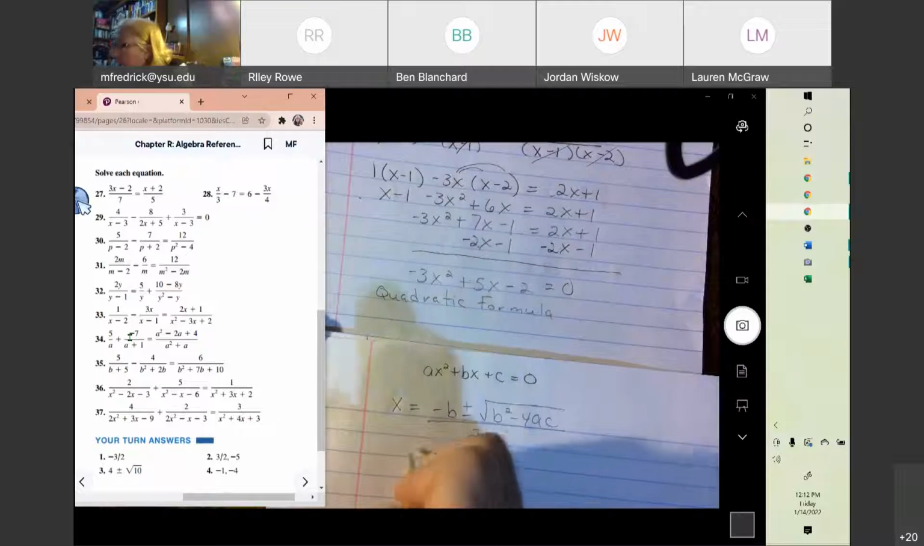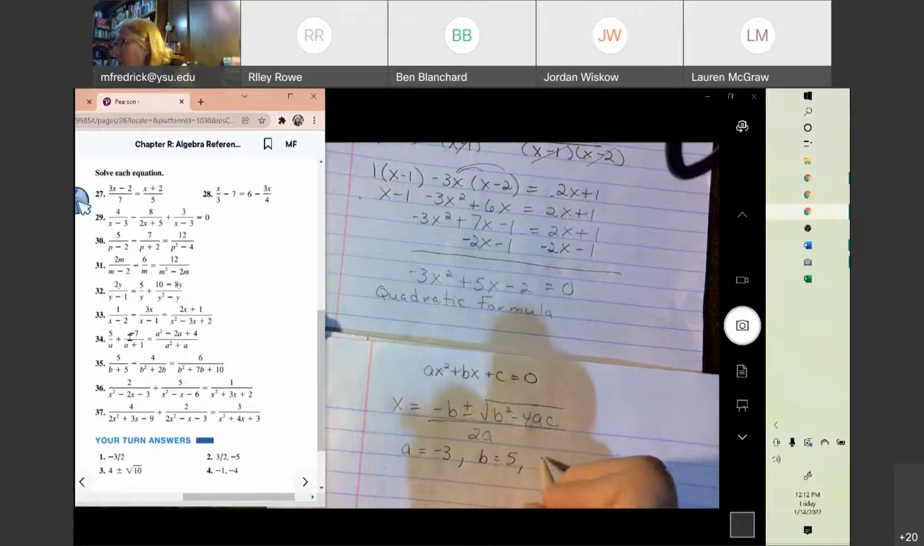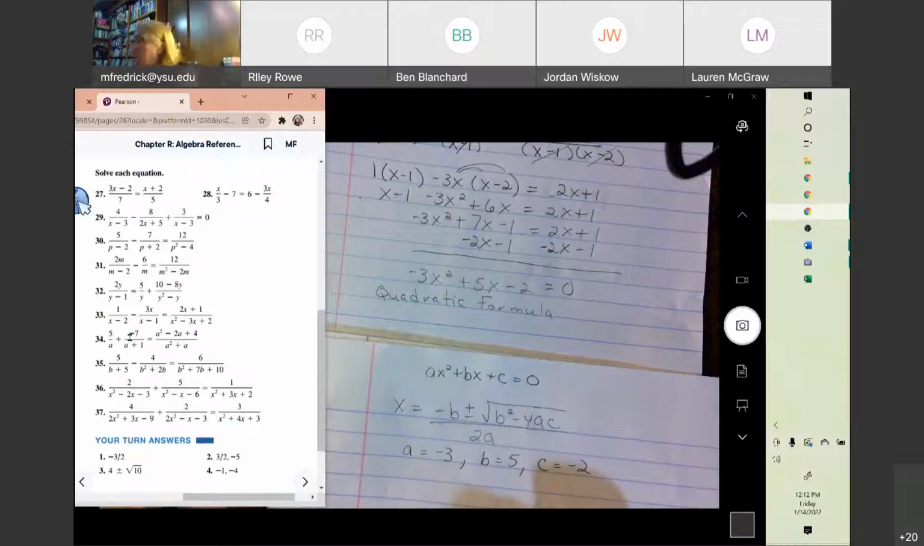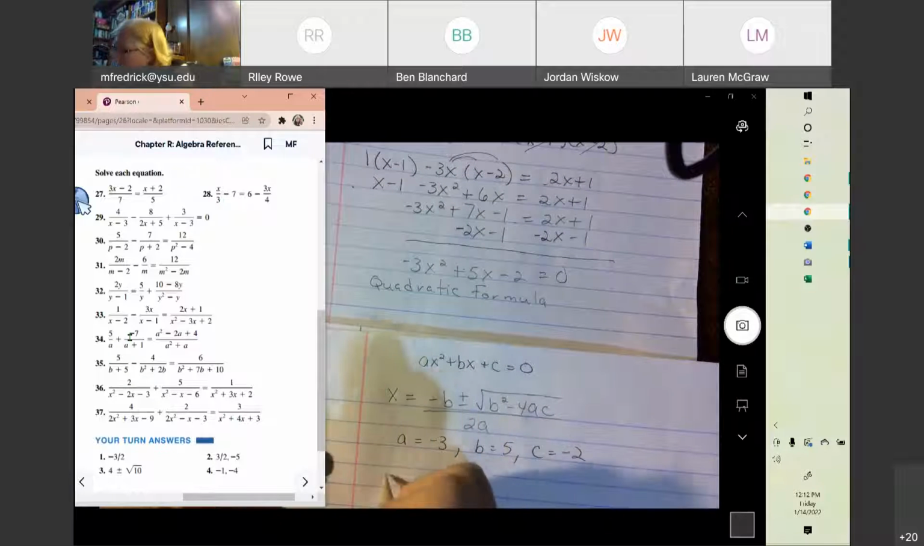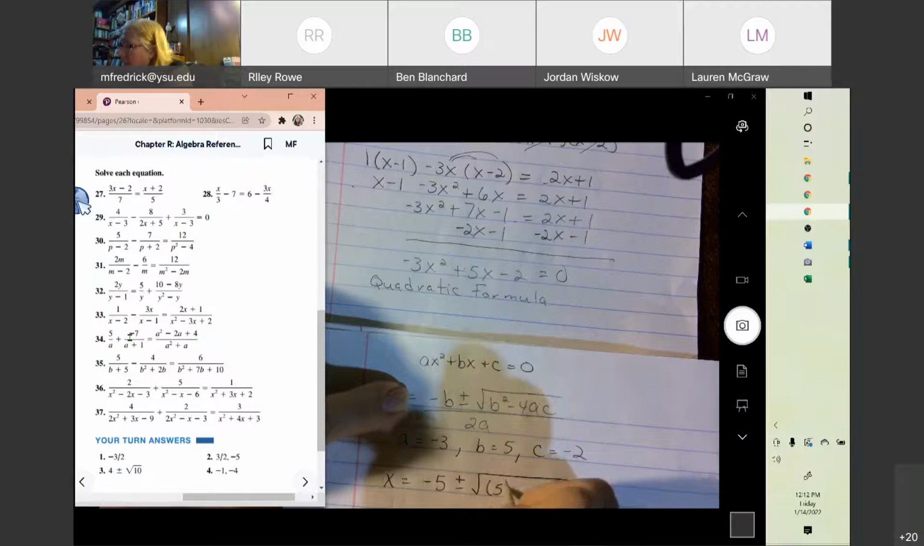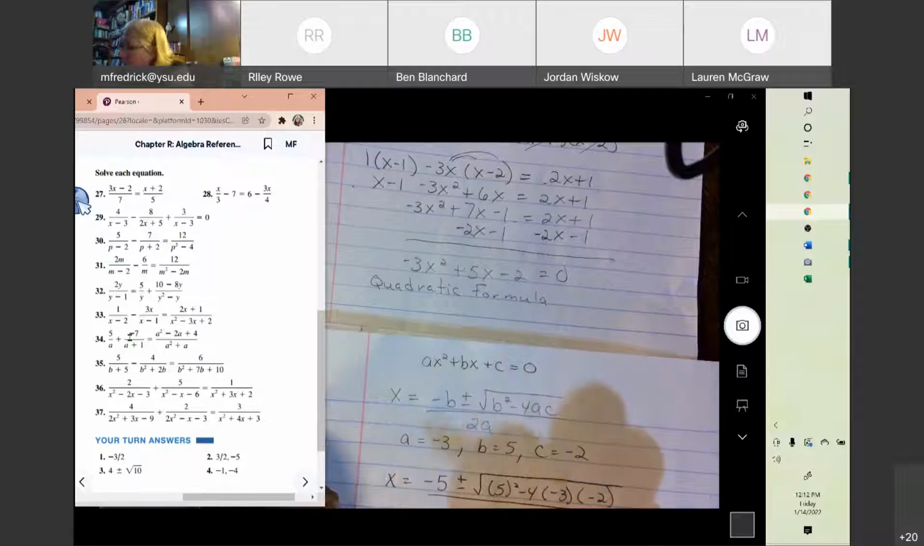In this problem, then, a is -3, b is 5, and c is -2. Now, the biggest mistake that happens is you take the variables with it. It's only the numerical value in front. So x equals a negative, b is 5, plus or minus the square root, 5 squared minus 4 times a times c, which was -2. All over 2 times a, which was -3.